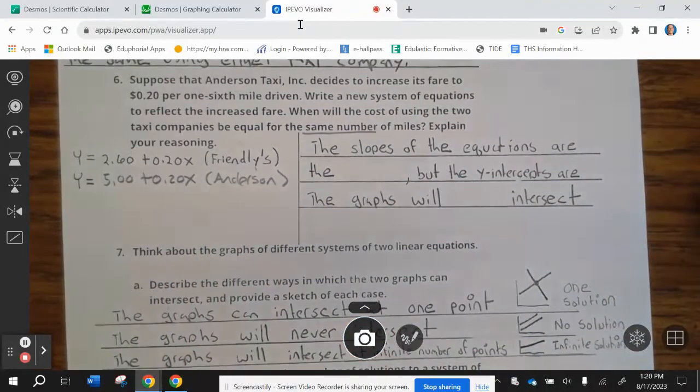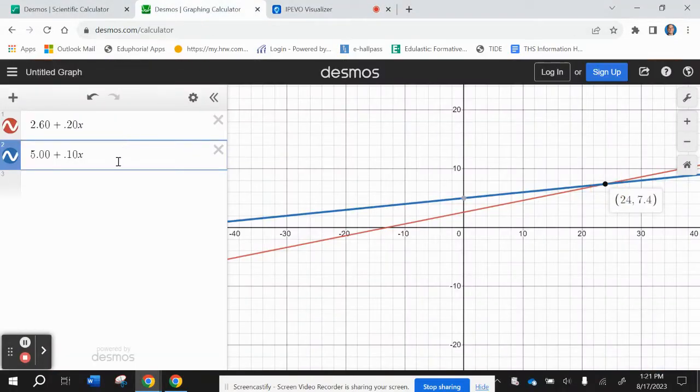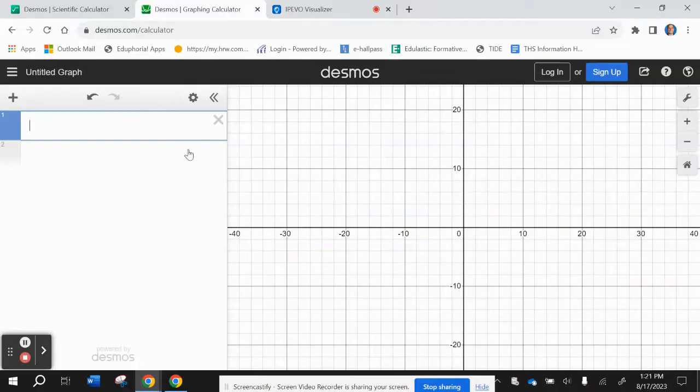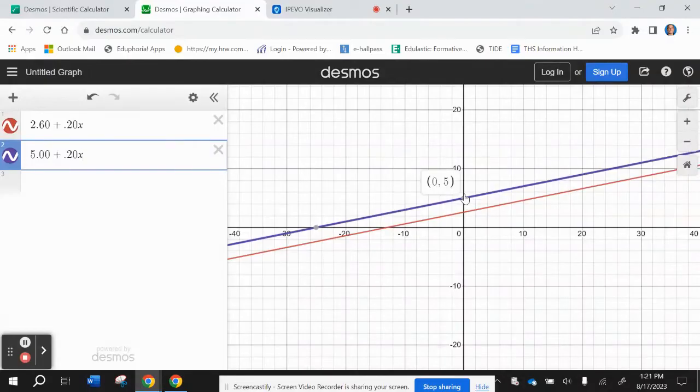Okay, now let's go ahead and take a look at the graphs to kind of understand the solution. Okay, so let's delete the previous problem. So we have 2.60 plus 0.20x. That's Friendly's. That didn't change. But now Anderson's is 5.00 plus 0.20x. Now you'll see here that the graphs have the same slope, but the y-intercepts are different. So these will never intersect.